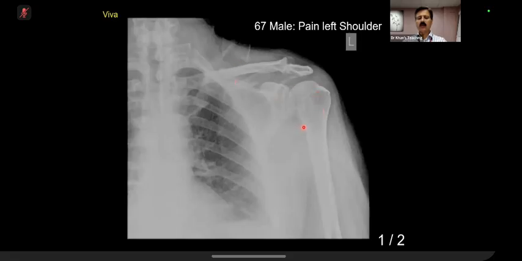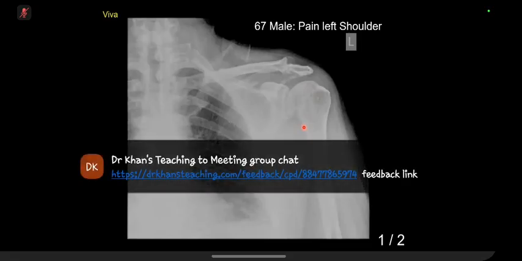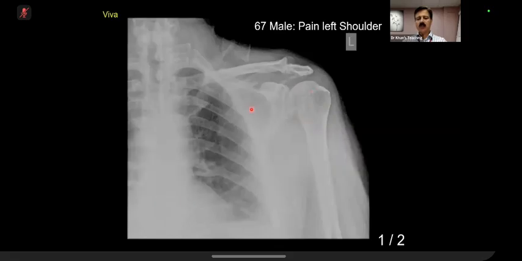By the way, candidate 3, have you picked up any finding? In the humeral head, I think the medullary cavity is slightly abnormal. Okay, I will take over. You see, this humerus is fine, this is fine, this is fine. Do you see this lucency in the acromion?